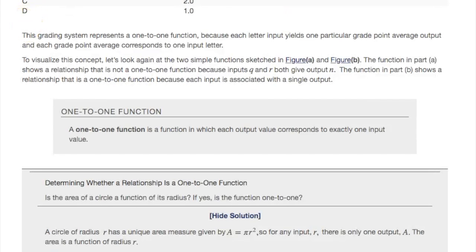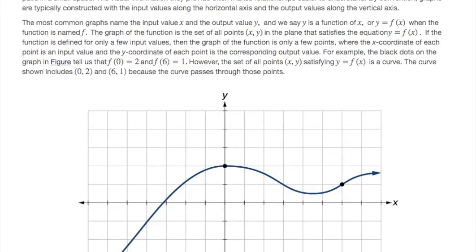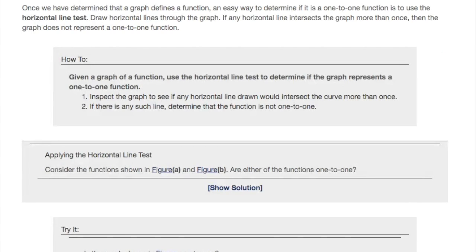So let's look at another definition here. A one-to-one function is a function in which each output value corresponds to exactly one input value. We have an easy test to see whether a function is one-to-one. This is called the horizontal line test.